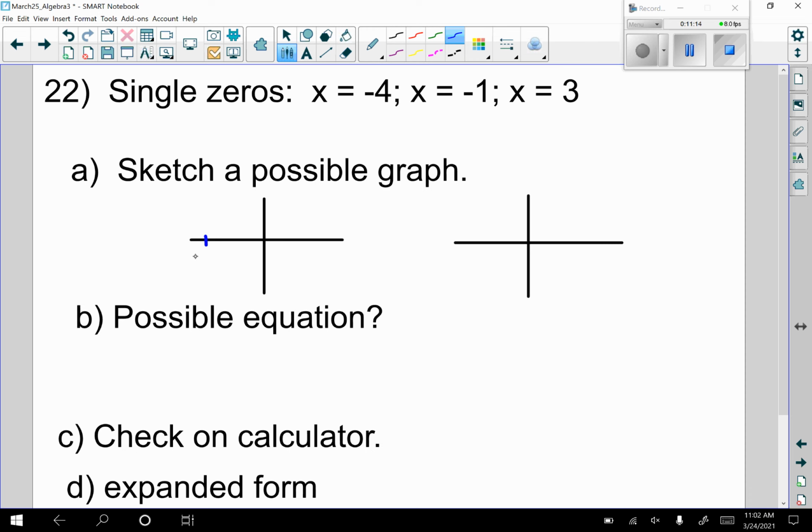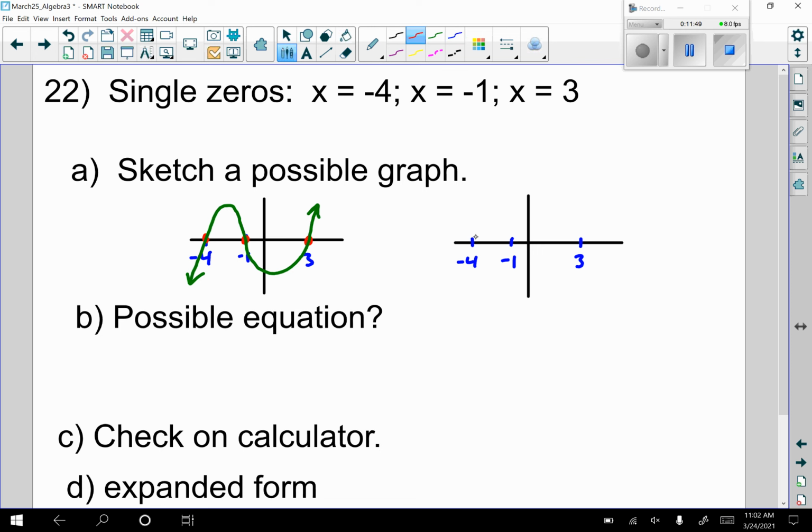So that means over here at -4, I have an x-intercept. At -1, we have an x-intercept. And then at 3, we have an x-intercept. So my graph has to go through, now these are all single zeros, so my graph has to go through the x-axis through these. So what can happen is I can go up through the -4, at some point turn, come back down through the -1, turn, and go back up through the 3. So there's one possibility. What's another?